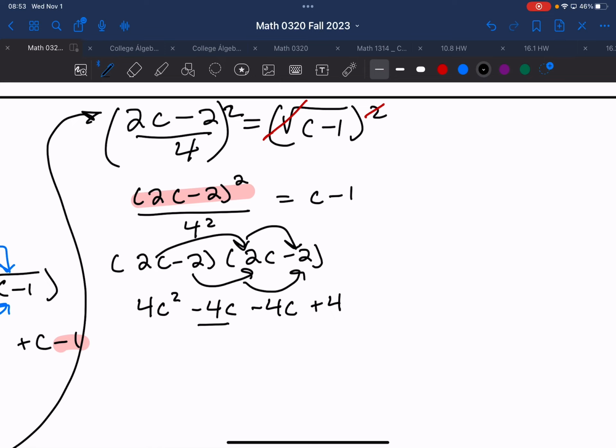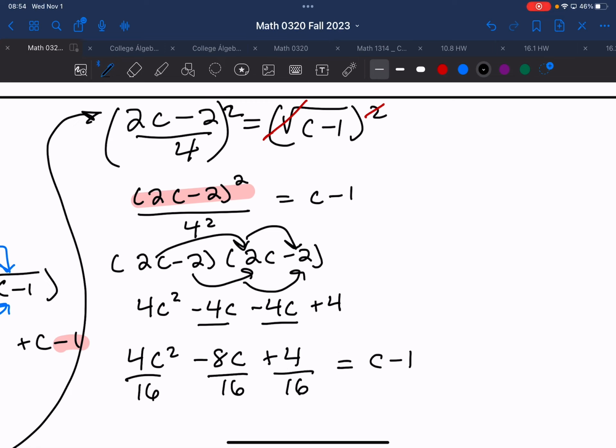Good. So these negative 4c's. So we have 4c squared minus 8c plus 4. Okay. We still have everything divided by what, though? 16, because 4 squared is 16. Equal to c minus 1.